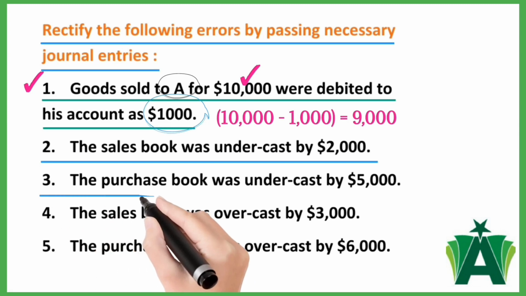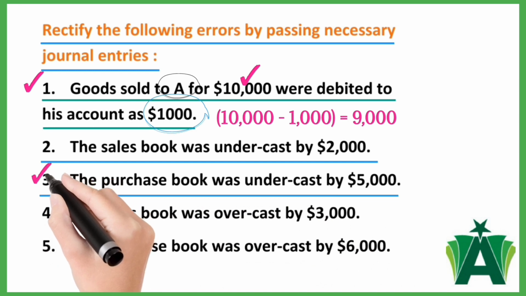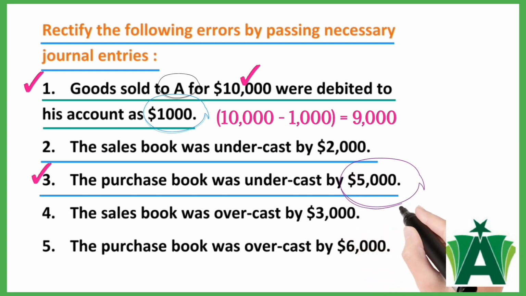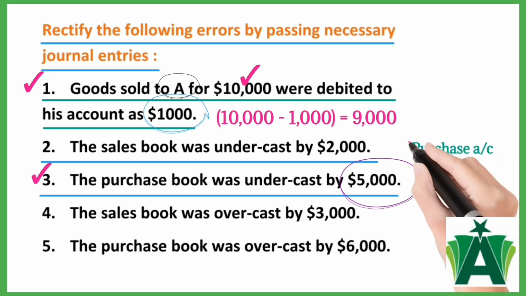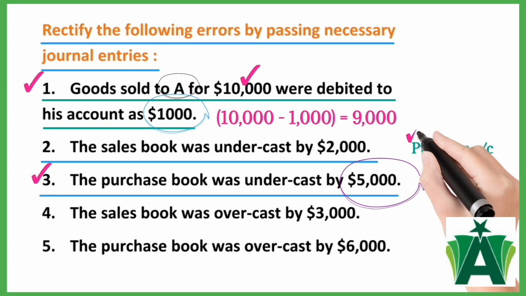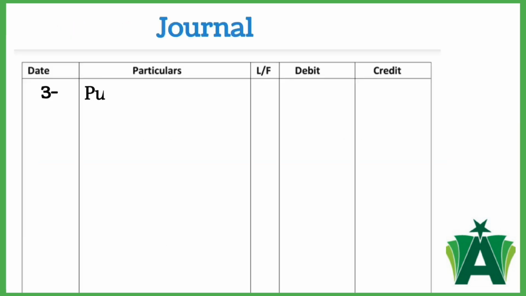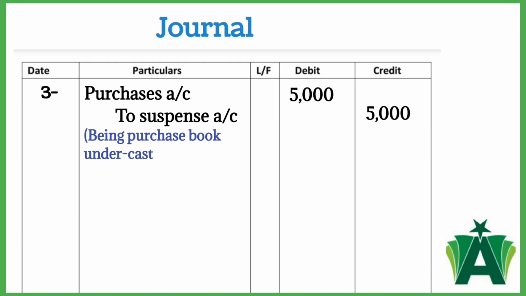The purchase book was undercast by $5,000. In this transaction, the purchase account has been debited less by $5,000. The error is only in the purchase account and it will be a discrepancy of $5,000 in the trial balance. The error can be rectified if the purchase account is debited further with the $5,000. The rectifying entry will be purchases account debit with the amount of $5,000 to suspense account credit with the same amount. Being purchase book undercast, now rectified.